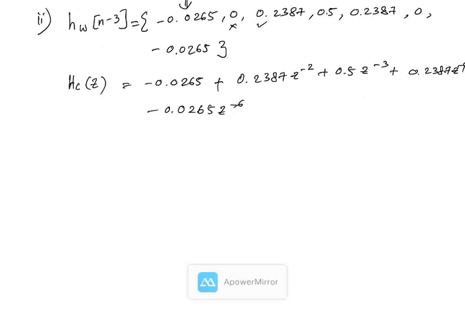And 3 sample delays. So 3 samples of delay is equal to 3 times 0.05. We obtain 0.15 millisecond.